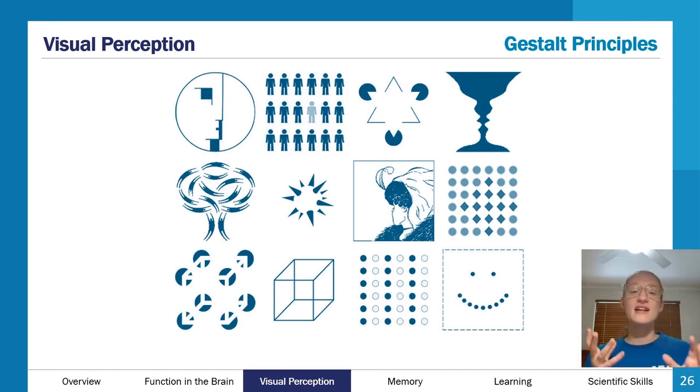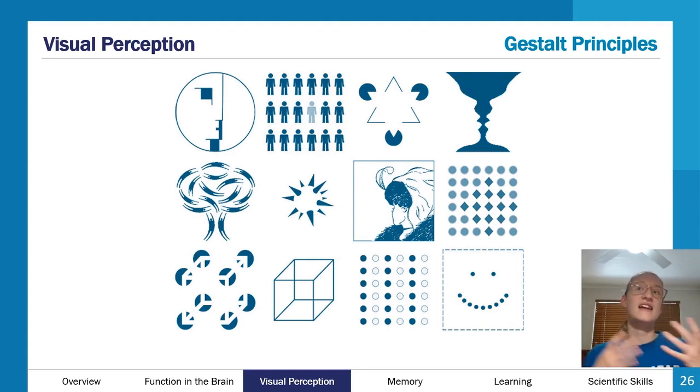They are based on the idea that the whole is greater than the sum of its parts. So this means that our brain attempts to perceive visual information as a meaningful whole. Instead of seeing smaller isolated parts of information, our brain attempts to create a whole picture. Like, for example, this smiley face in the bottom right-hand corner. I don't just see all of these individual little dots. My brain actually sees it as a meaningful whole because of these different principles.